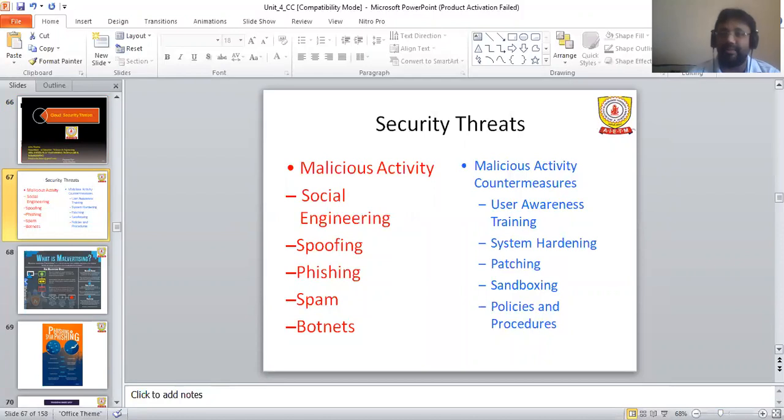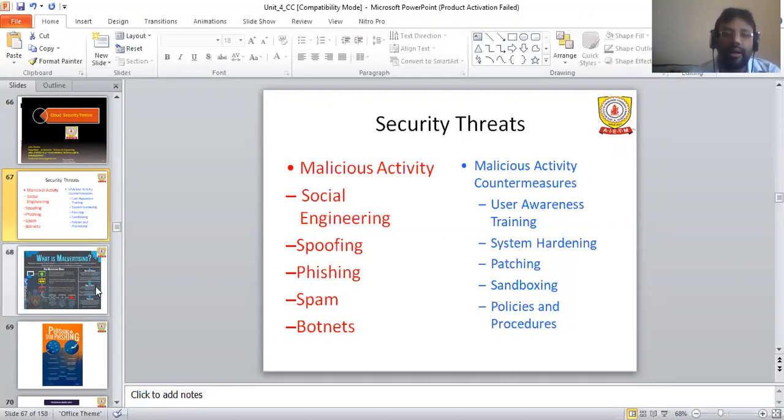Spoofing is a system hardening type of thing in which we have to deal with hardware resources as well. Phishing is a patching concept, where utilities and applications work with that. Spam and botnets are also very much present nowadays, and policies and procedures are deployed to overcome these techniques.